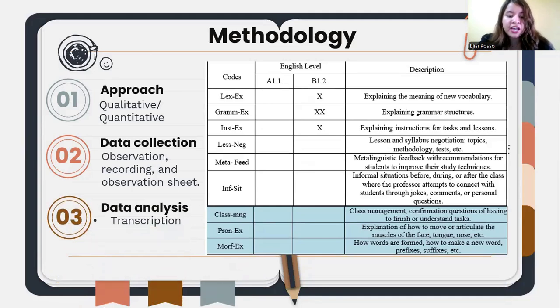Then I transcribed all the instances in which the professor needed to use Spanish, and I also tracked the time spent on these instances to understand in which context Spanish use is most necessary, depending on the proficiency level. And finally, for the qualitative analysis, I categorized the data according to the purpose, the extent, and the feedback strategies that supported this Spanish use.